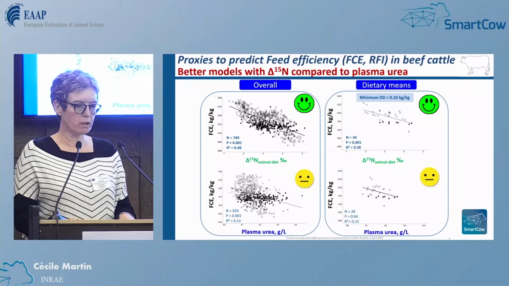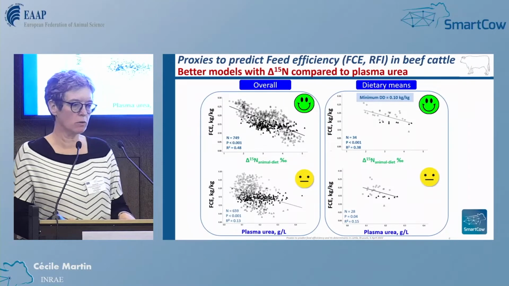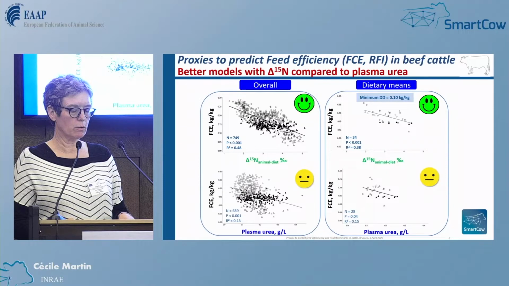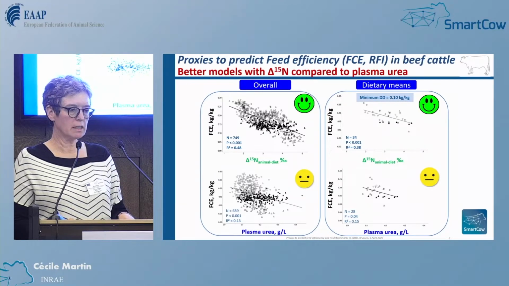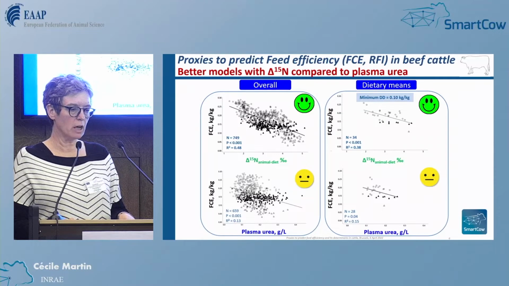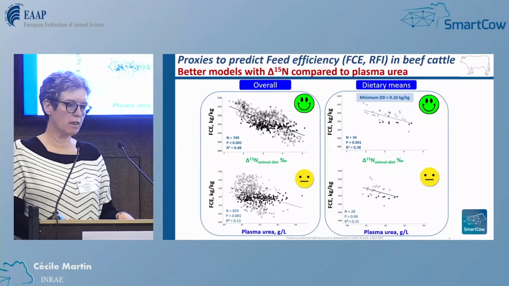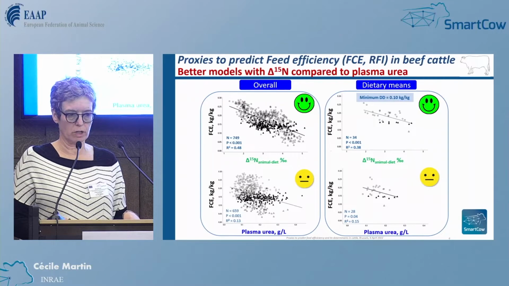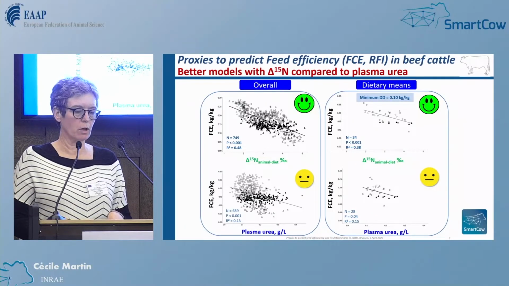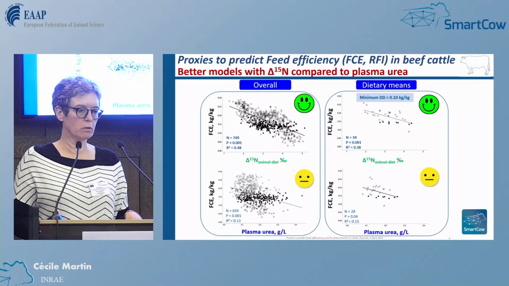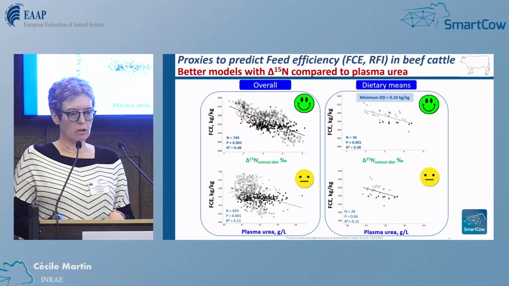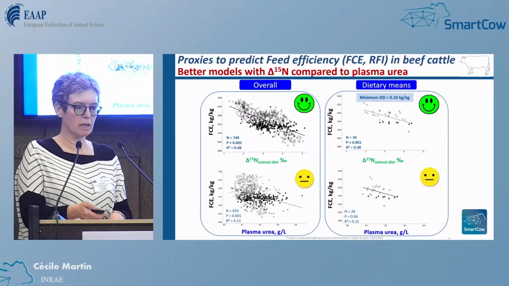On the graph, on the y-axis you have feed conversion efficiency in kilogram per kilogram, and on the x-axis 15 nitrogen abundance in green and plasma urea in blue. You can see from the smiley that the predictions are better with 15 nitrogen than with plasma urea, for the overall relationship, where one point is one animal and all the diets are presented. And on the right, one point is the average of animals by diet.